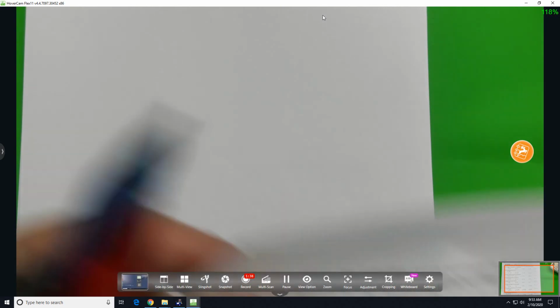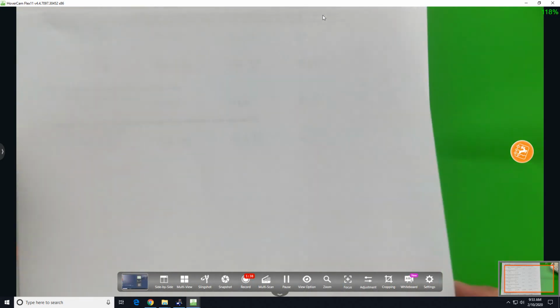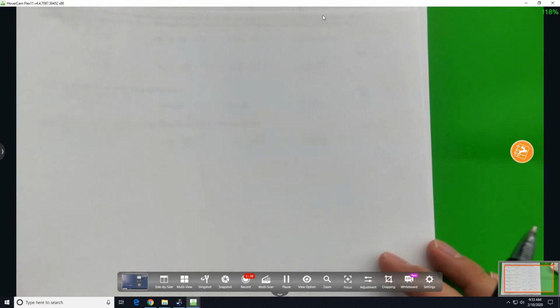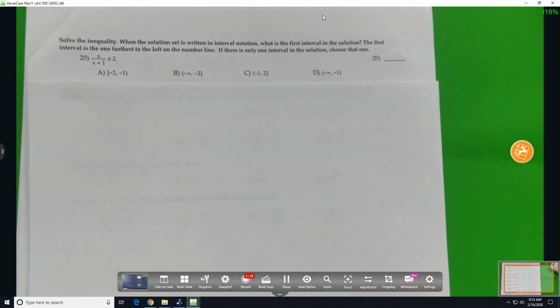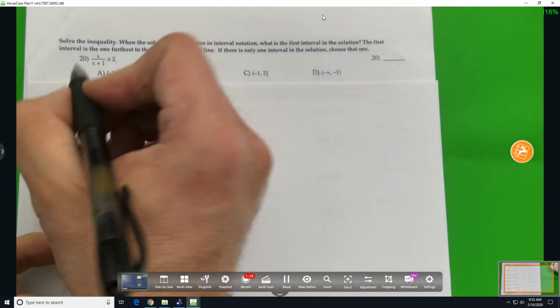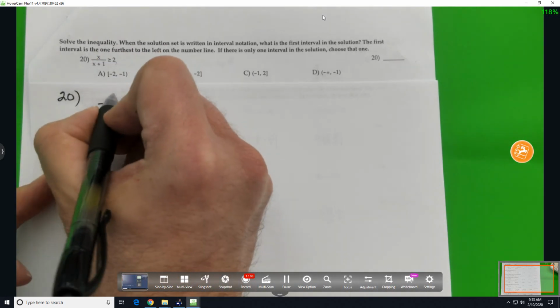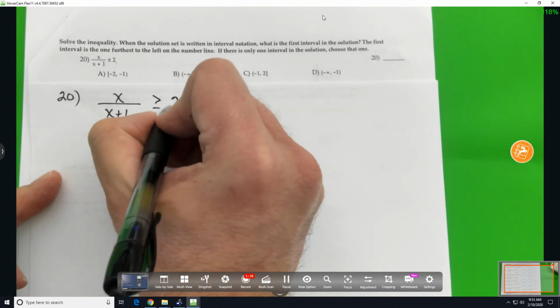Let's do problem number 20. When I look at problem 20, I ask myself, okay, is this a cut point problem? Well, yeah, there's a less than or a greater than. Will there be a denominator cut point? Yeah. So here's number 20. X over x plus 1 greater than or equal to 2.